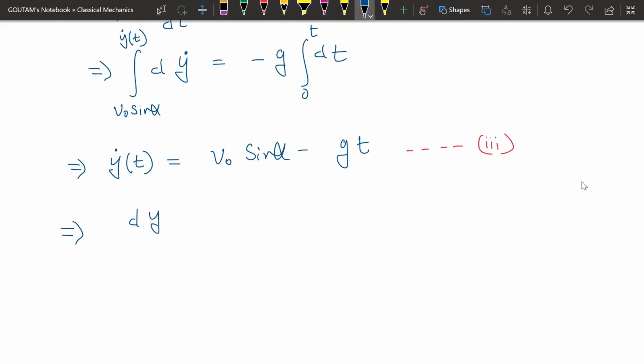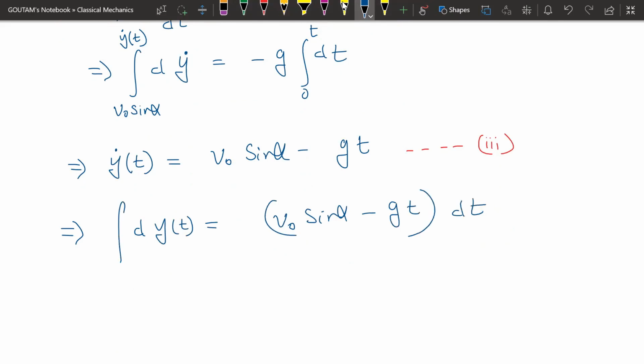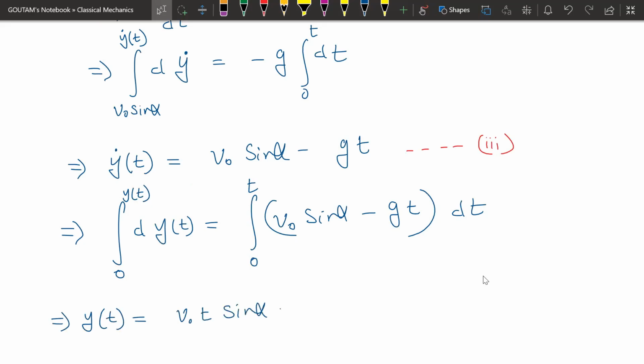Now y dot means dy/dt. So in that case, we can write dy equals to V0 sine alpha minus gt times dt. Now if you integrate it from time t is equal to 0 to t, here for y the lower limit will be 0, because at time t is equal to 0, the particle was at the origin, we already assumed. And the upper limit, let's say y t. That implies y t equals to V0 t sine alpha minus half g t square. Let's call it equation 4.